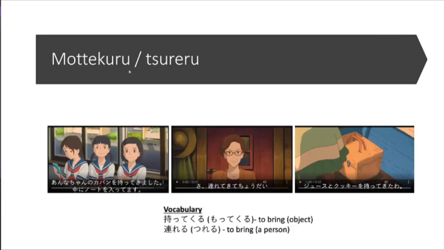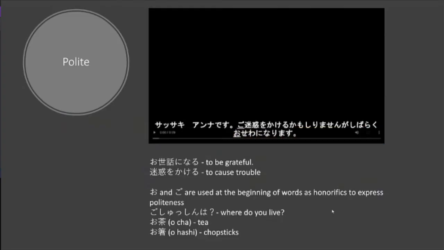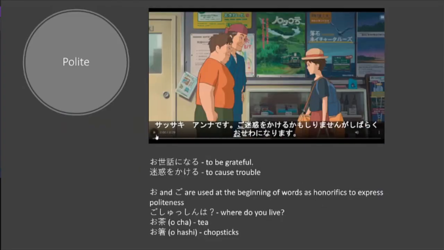And here you've got mottekuru and tsurete kuru. So the difference between the two is here. Anna-chan no kaban motte kimashita. We bought the bag. Whereas here is, さあ、連れてきてちょうだい。 She wants Anna to come out of the house and explain why she called her daughter a fat pig. So you're saying tsuretekite to bring a person, whereas motte kimashita or motte kuru is saying you're bringing an object. So again, in terms of bringing an object, ジュースとクッキーを持ってきたわ。 I bought juice and cookies, because we brought objects, so we're going to use もってくる.